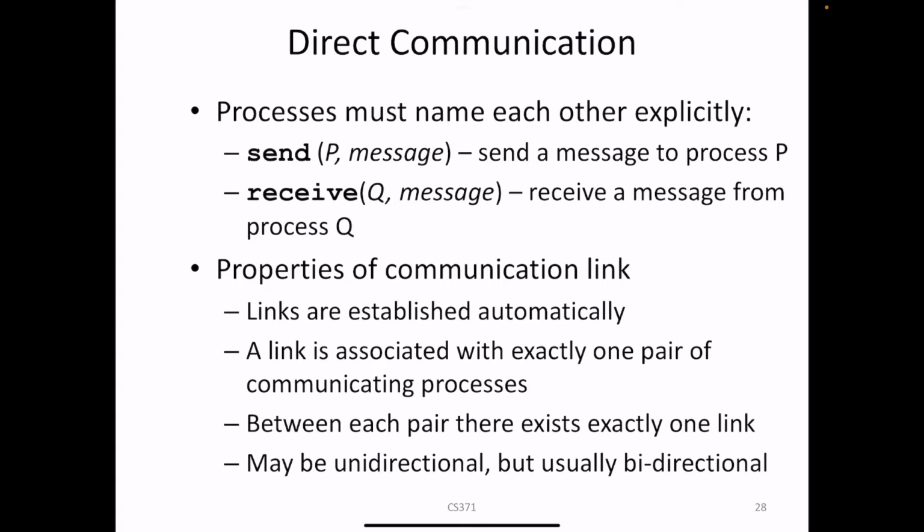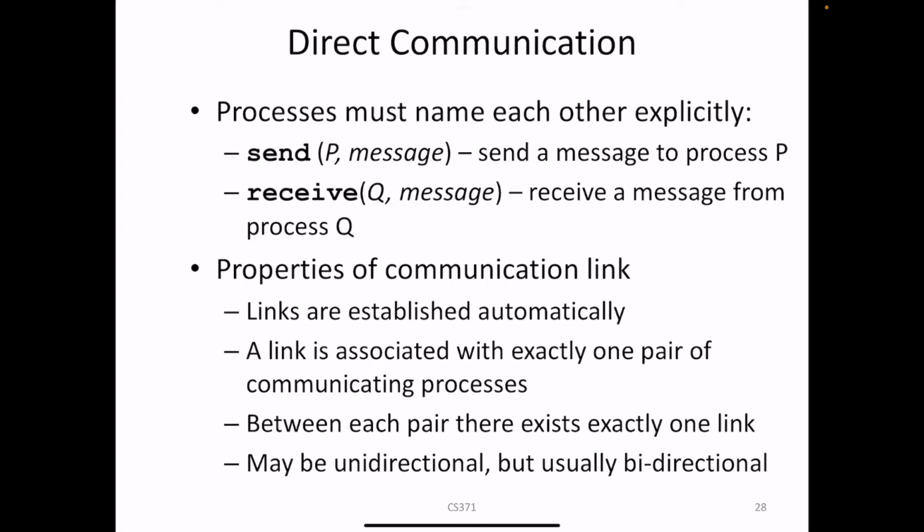From the previous example, when process Q wants to send a message to process P, Q needs to explicitly add P's ID into the send operation, like send(P, message), which means send a message to process P. On the other hand, when P wants to receive a message from Q, it also needs to add Q's ID into the receive operation, as receive(Q, message), which means receive a message from process Q.